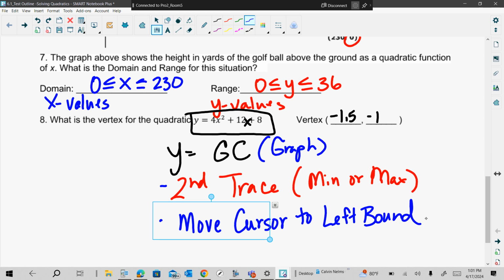Look at your numbers. How are they changing? Are they going up or down? Because that will tell you where you are on the graph. If it's going up, I'm going up the graph. If it's positive numbers, I'm going up. If it comes negative numbers, that means I'm going down.